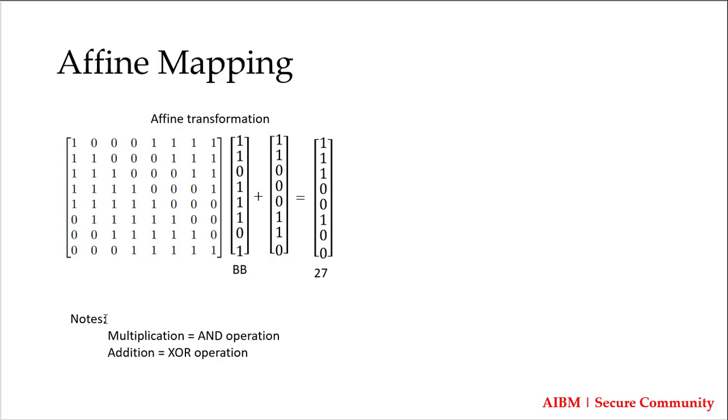We have important notes here about the multiplications, equal, and operations. When we do the multiplications between the 8 by 8 matrix and BB, we have to do AND operations. And for the results of these, we will do addition, that means XOR operations.